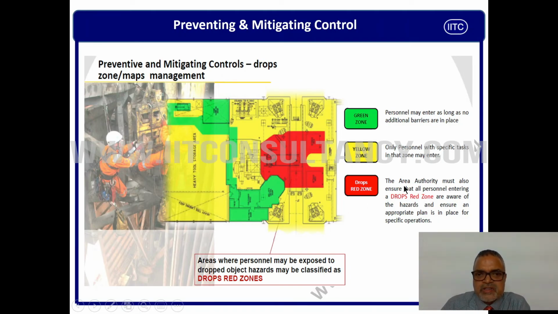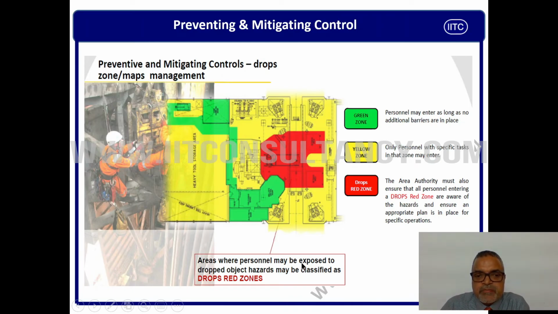In red zone, the area authority must also ensure that all personnel related to the drop red zone are aware of the hazard and ensure an appropriate plan is in place for the specific operation. In red zone, to me, a no-go situation will happen. Only a critical operation team who knows the hazard and risk of this area must go, and this has to be informed prior to going in this area.